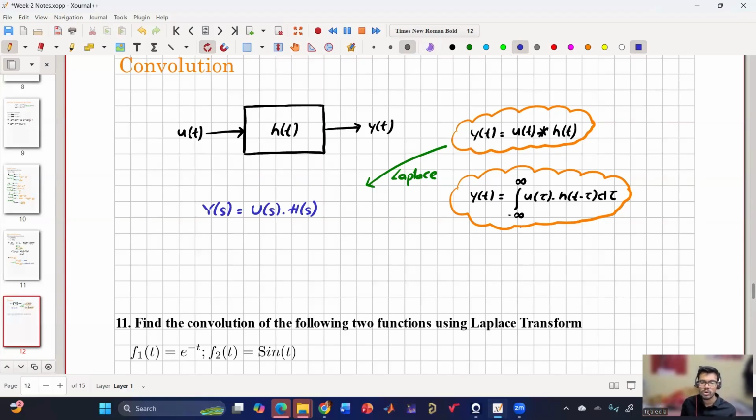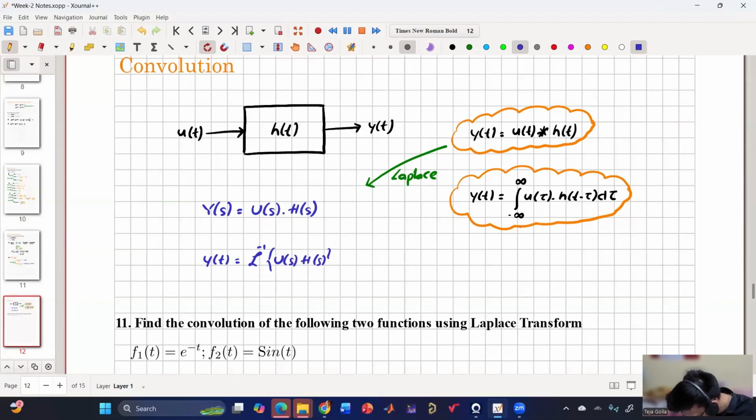So now what I will do is apply the Laplace transform, so y of s equals u of s into h of s. Now I will apply the inverse Laplace transform. So y of t is equal to Laplace inverse of u of s into h of s.